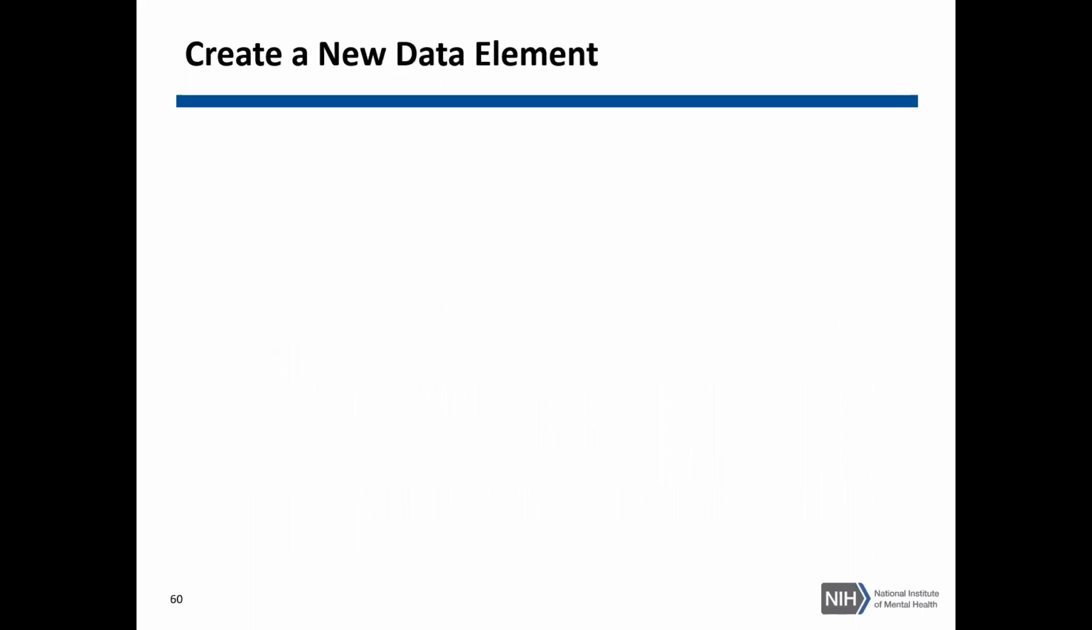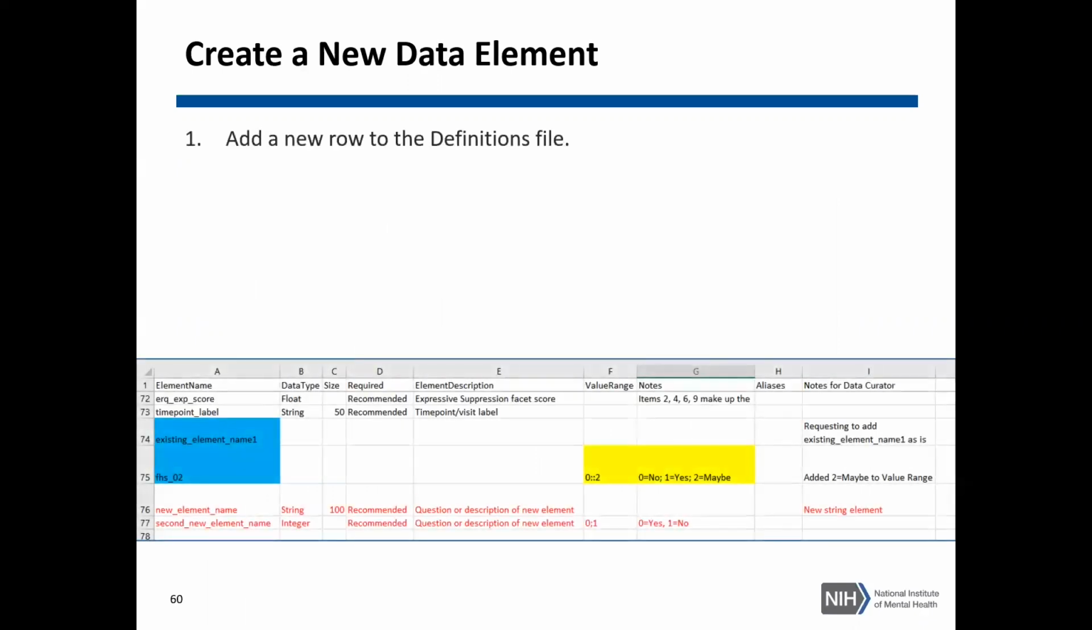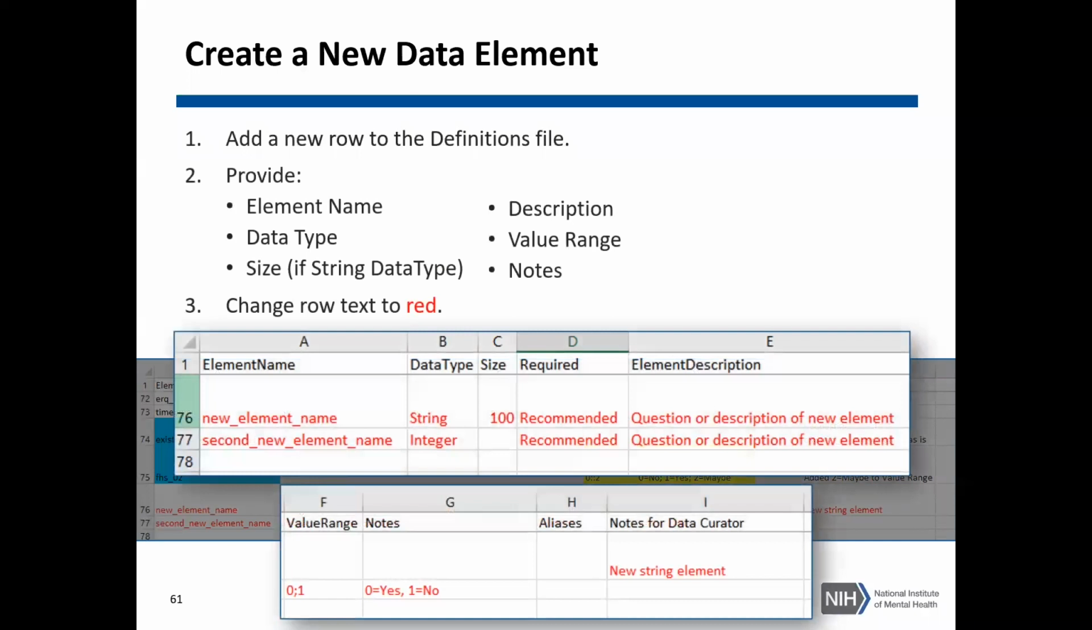So with those rules out of the way, we'll now go over how to request a brand new data element in a data structure. First, same as usual, add a new row to the bottom of your file, and then provide the following fields for your new element: the element name, the data type, the size only if you're requesting a string element, otherwise you can leave it blank, an element description, and then the value range and notes as applicable. And once you've done this, highlight that whole row and change the row text to red.